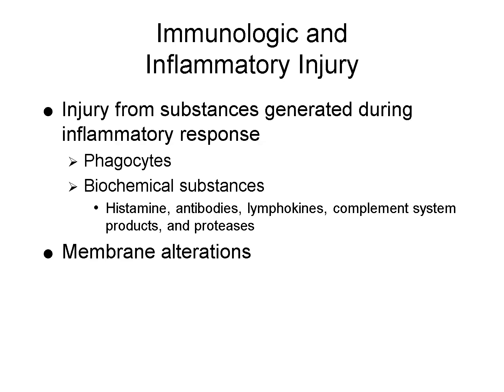Immunologic and inflammatory injury occurs when substances generated during the body's inflammatory response inadvertently damage healthy tissues. Phagocytes, which are meant to destroy pathogens, can release harmful chemicals that injure surrounding cells. Biochemical substances such as histamine, antibodies, lymphokines, complement system products, and proteases also contribute to this process. Additionally, inflammation can cause alterations to the cell membrane, further impairing normal cellular function and promoting injury.